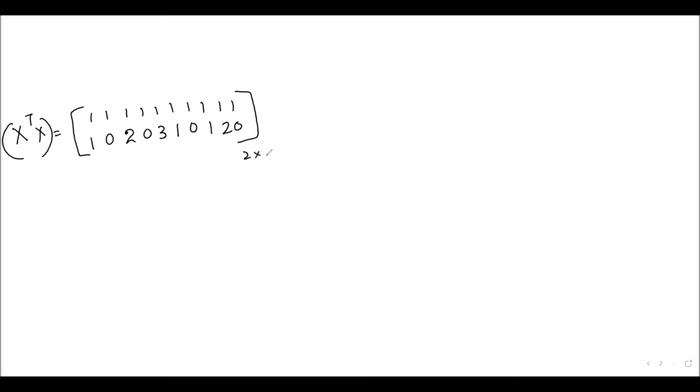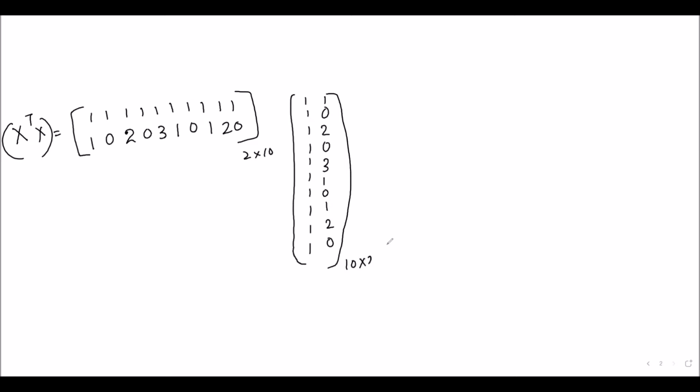So this is 2 by 10: 1 1 1 1 1 1 1 1 1 1 on the first row, and 0, 2, 0, 3, 1, 0, 1, 2, 0 on the second. This is 10 by 2. So you have to get a 2 by 2 matrix, which of course you know. So 1 times 1, you have 10 times: 1 times 1 is 1, 1, 1. Likewise, you have to keep multiplying and adding 10 times.